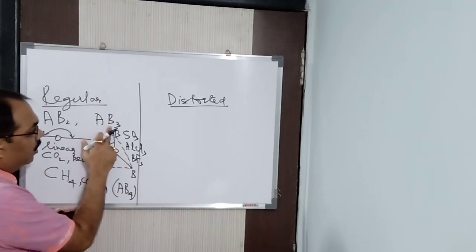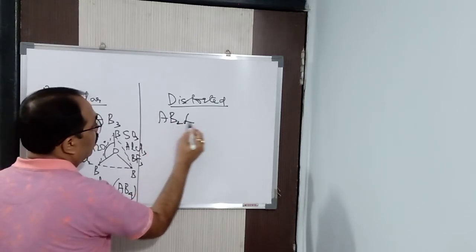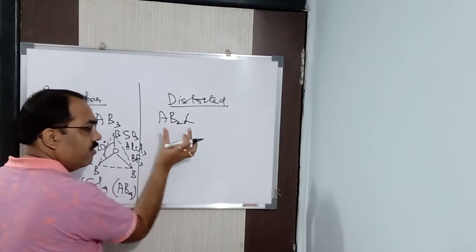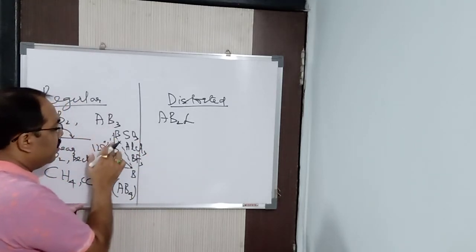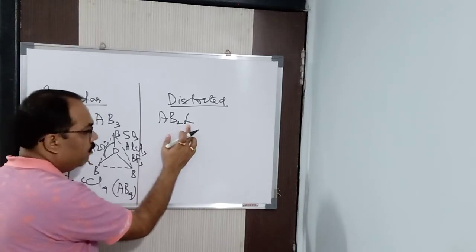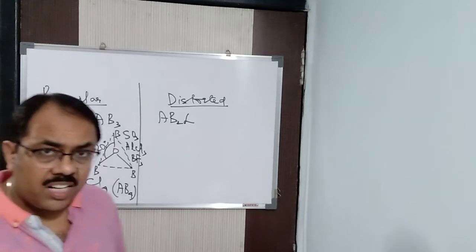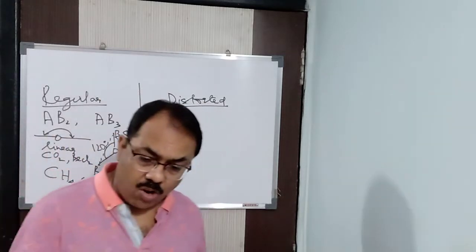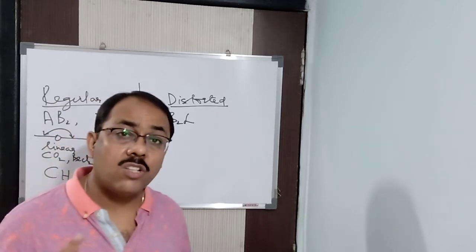In AB3, the distorted geometry can be AB2L. See here, the number of pairs of electrons remains the same. Already I told you. How many pairs? 3 pairs. Here also 3 pairs: 2 bond pairs but 1 lone pair. So it is distorted. That means when the central atom is surrounded by different kinds of atoms, it comes under distorted geometry.